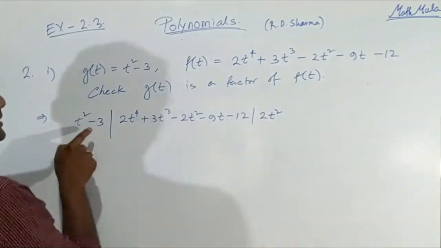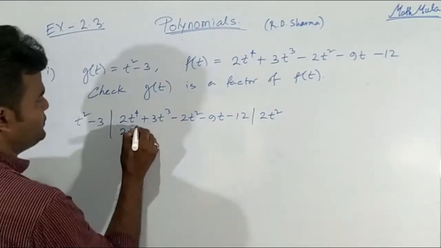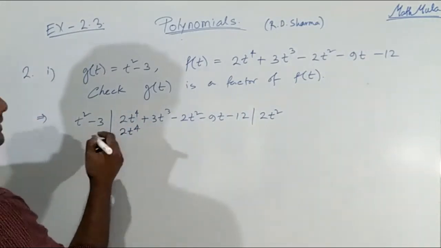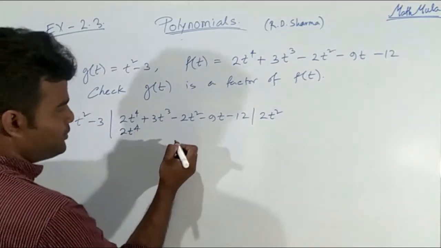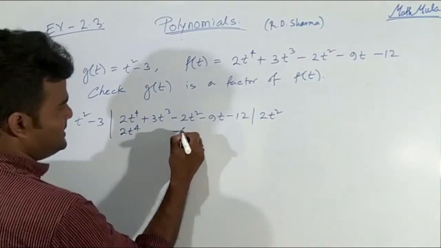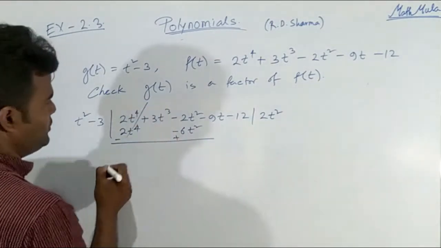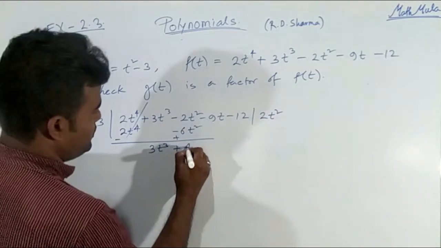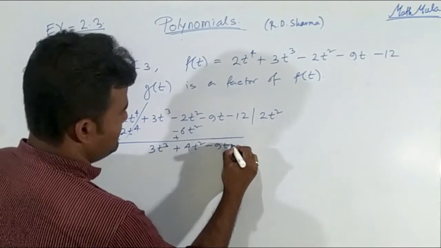Multiply 2t square with this term: 2t square into t square is 2t to the power 4, and 2t square into minus 3 is minus 6t square. That is t square, not t cube. So we write this below, minus 6t square. Okay, now we subtract it first. It will be cancelled and the next terms will be plus 4t square minus 9t minus 12.